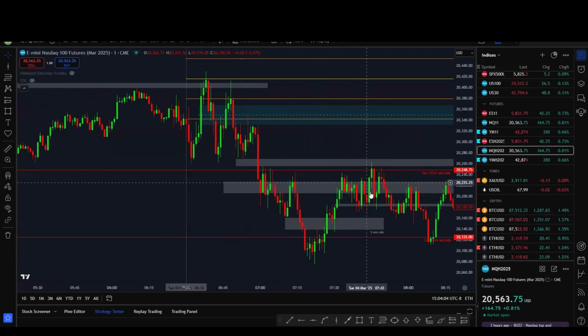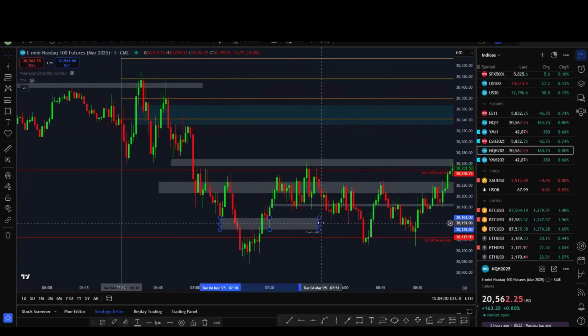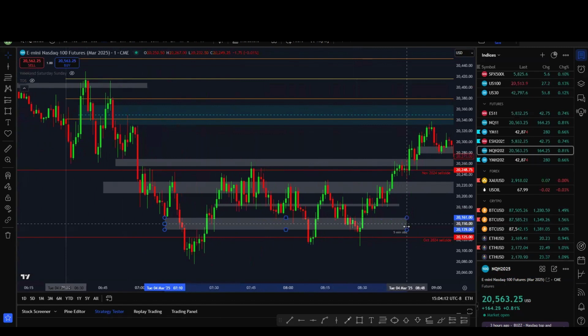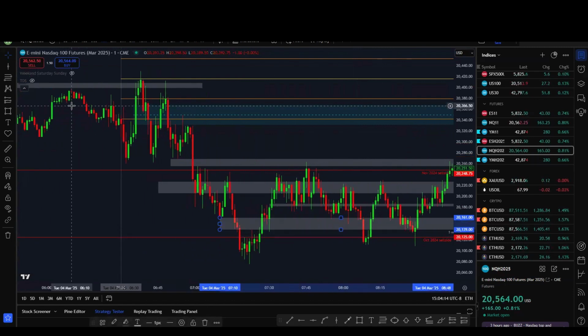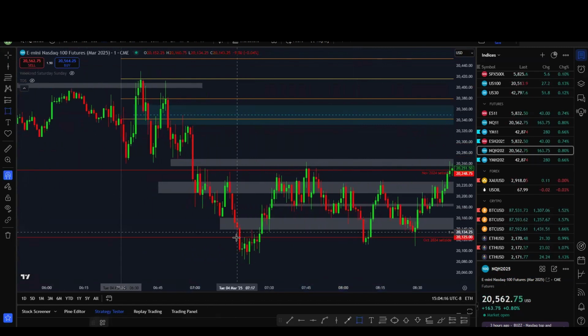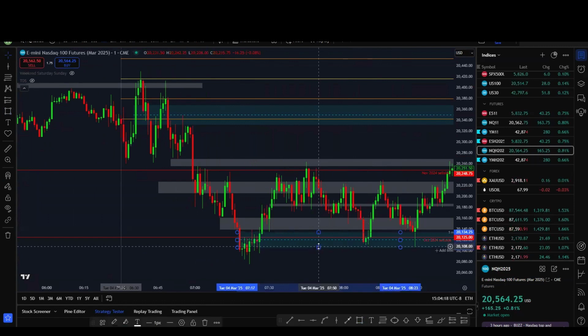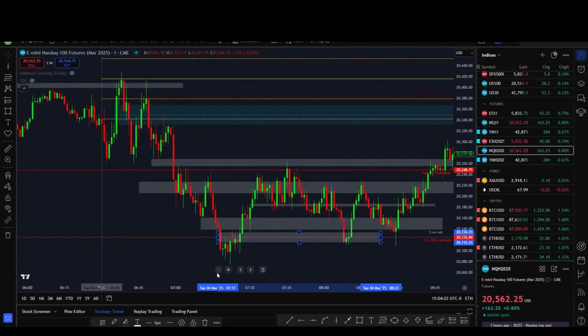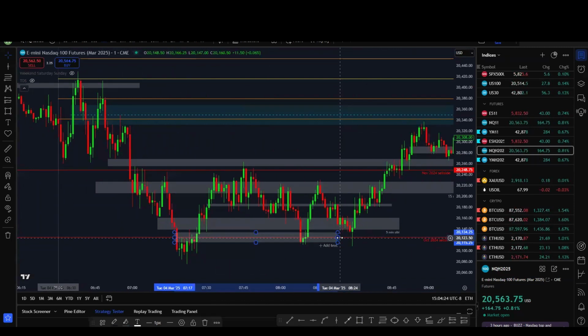So right here, 15-minute SIBI. Okay. And then 1 minute inversion fair value gap in there as well. Coming down, 5-minute SIBI is acting as the inversion fair value gap. And then also as well, this 1 minute inversion fair value gap right there. Okay. So price respected this 1 minute inversion fair value gap right there. There's another 1 minute inversion fair value gap right there.